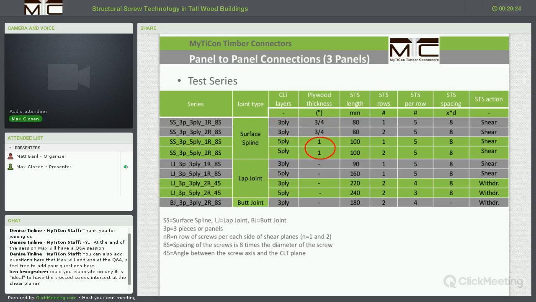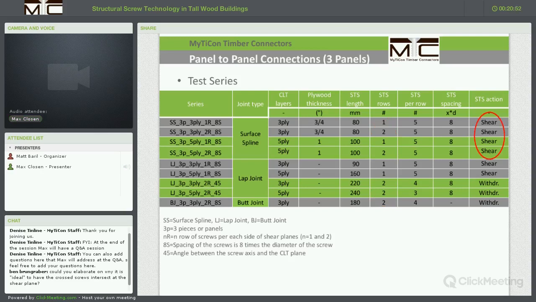And because we have considered different CLT thicknesses, we had to consider different fastener lengths to engage the fastener in proper load transformation. Also, we have varied the amount of fasteners in the connection with different numbers of screw rows. So there were specimens with only 1 row of screws and specimens with 2 rows of screws, basically double the amount of fasteners.